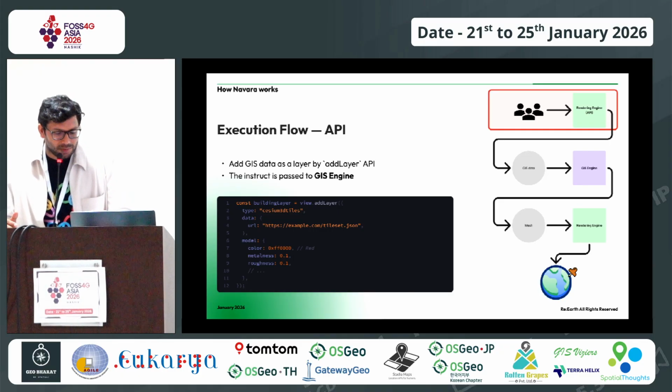So that's what we mean by the rendering engine. The rendering engine is just an API that you use to add your geospatial data, and it should be as flexible and easy as possible for anybody to use, right? So if you see on the left, this is how you would add a normal layer. You have a Cesium 3D tile data set and you just want to add it.